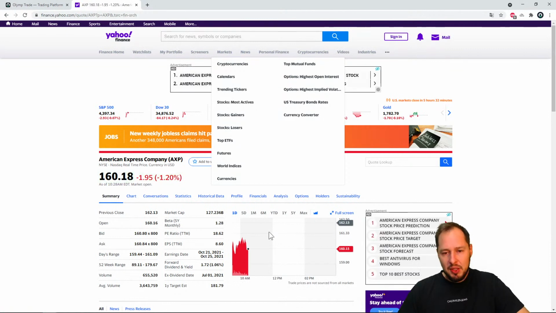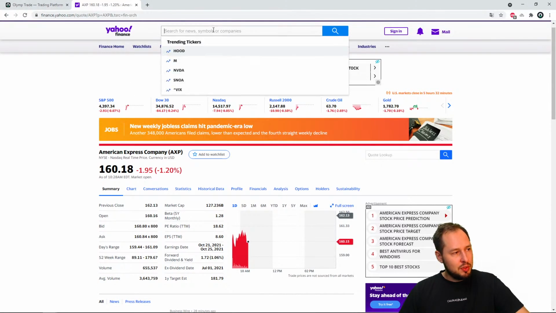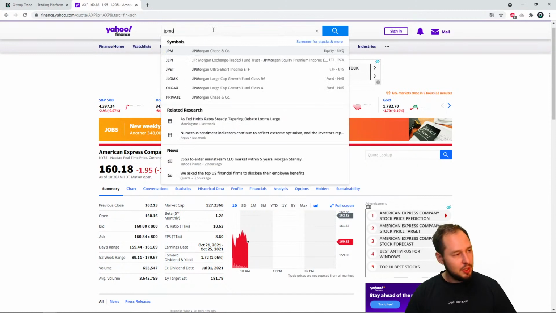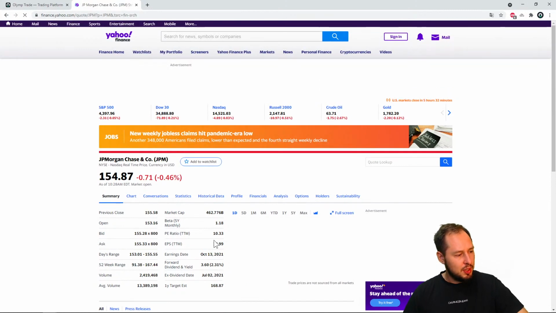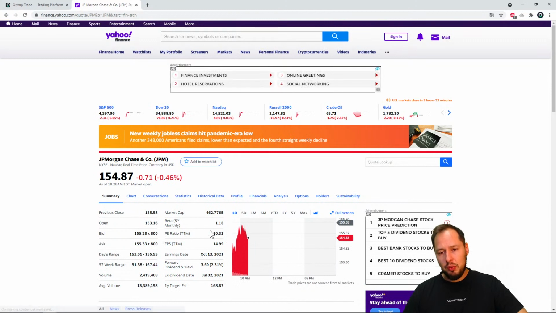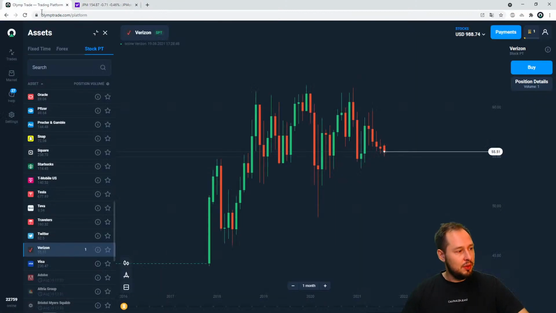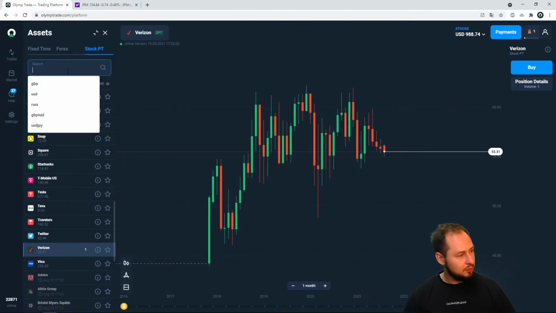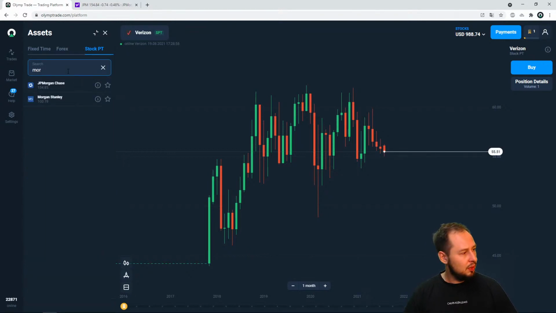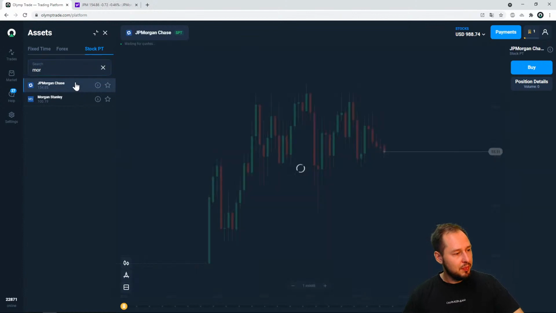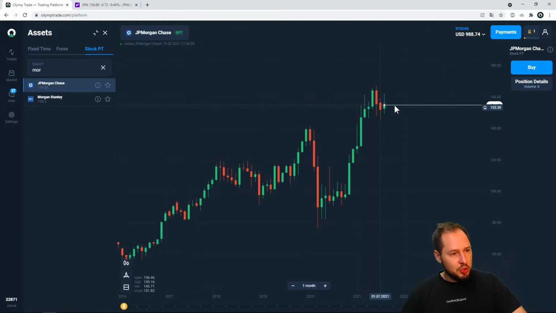So I think in this case we're going to JP Morgan Chase. Okay, because let's take a look. JP Morgan Chase has 10.3, the lowest ratio in these indices. Okay, going for the JP Morgan Chase. So JP Morgan Chase costs approximately $155.